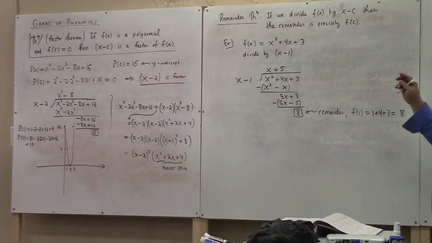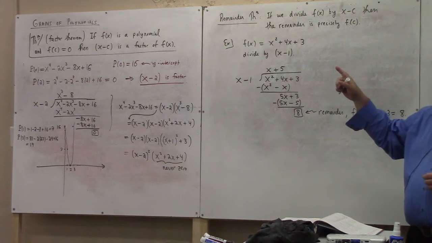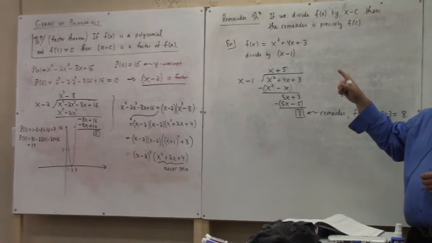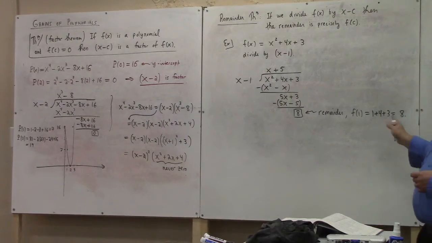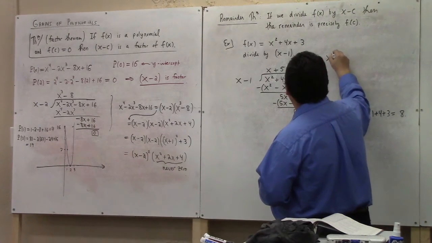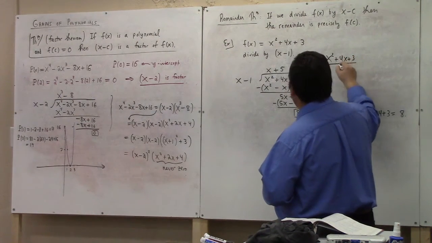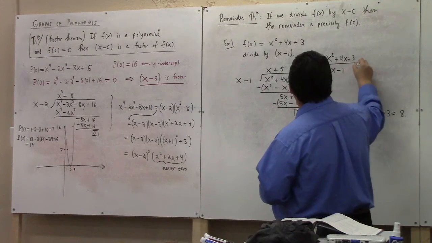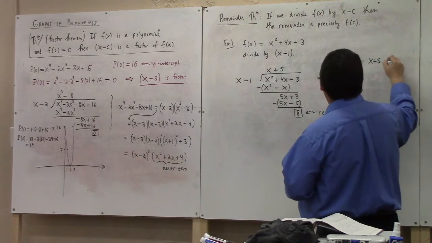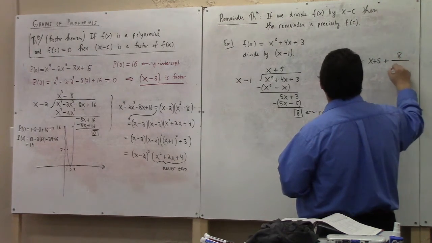So do you see the relation between the remainder theorem and the factor theorem? What does it mean for the remainder to be 0? By the way, let me just write out what this means. What we just figured out is that if we take x squared plus 4x plus 3 and divide it by x minus 1, what we get is x plus 5 plus 8 over x minus 1.